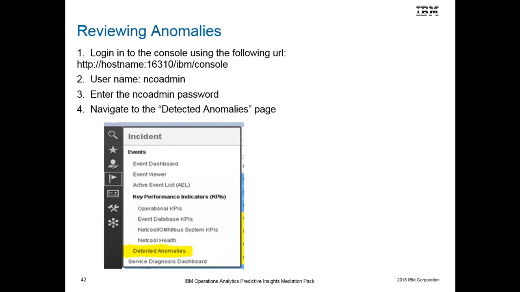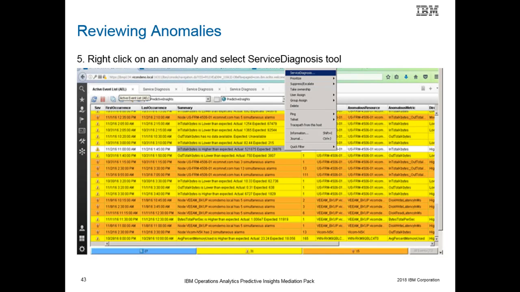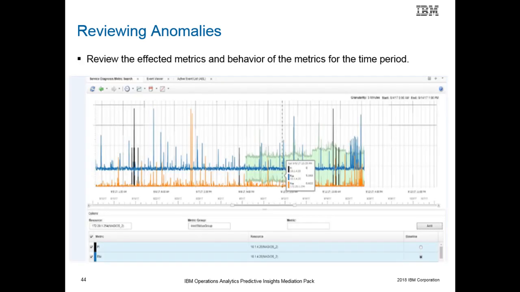When the training process is complete, you can review any detected anomalies by logging into the console and navigating to the Detected Anomalies page as shown on the slide. To view an anomaly, right-click on the anomaly in the active event list and launch the Service Diagnosis tool, as shown in the slide. You can now review the metric behavior over a time period as shown on the slide.